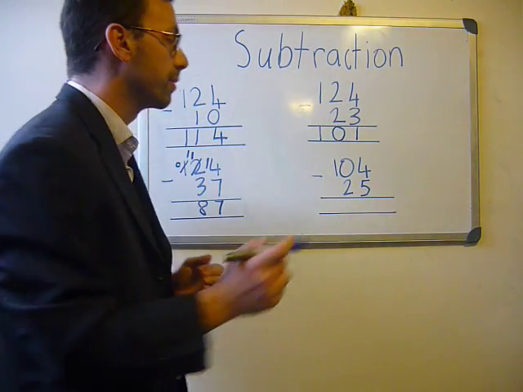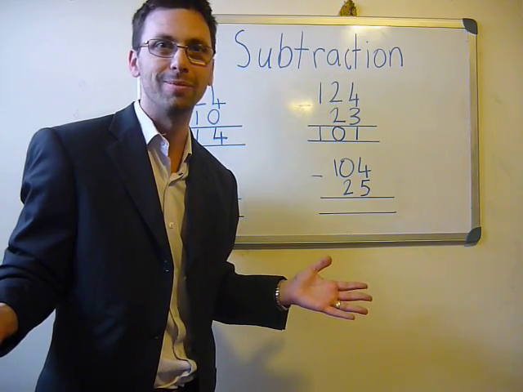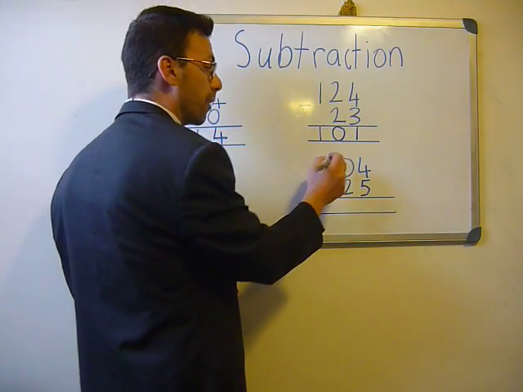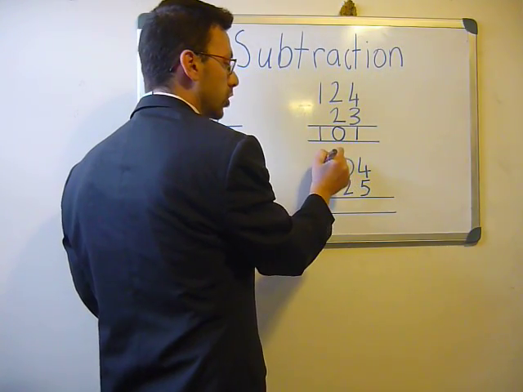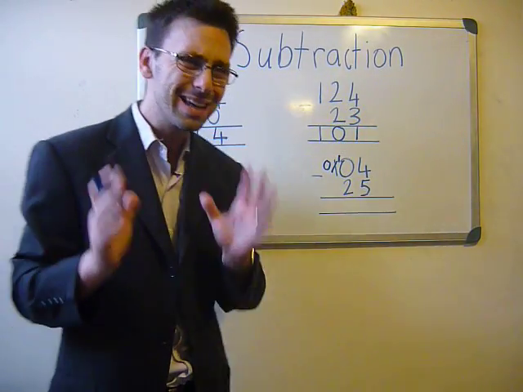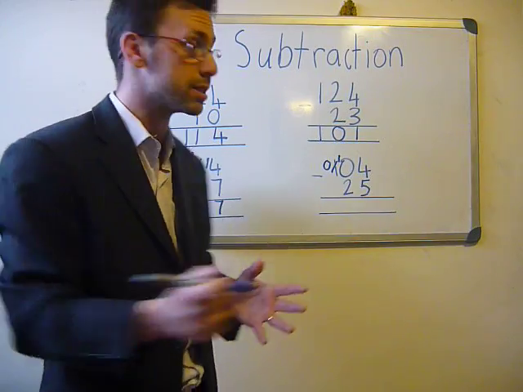We need to borrow from the tens column. But look at that. The tens column doesn't have any either. So we need to borrow from the hundreds. Look at this now. 1 goes to a 0. Put it now to a 10. Now we can do it because now the tens column has numbers.